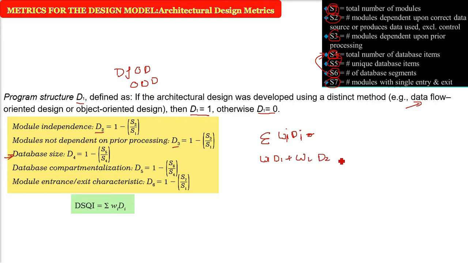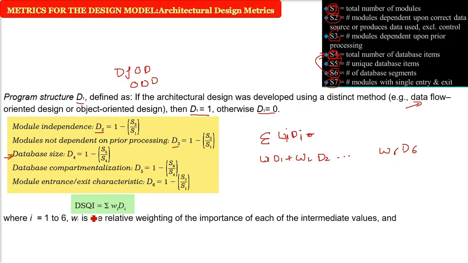Now you'll ask, what is W? W is simply the weight given to all these D's. This is a relative way. If you say that something is important, say module interdependence is very important, then you will give it a higher weight. Database size is important, so it gets a weight. If module entrance and exit is not very important, it will get a lesser weight.